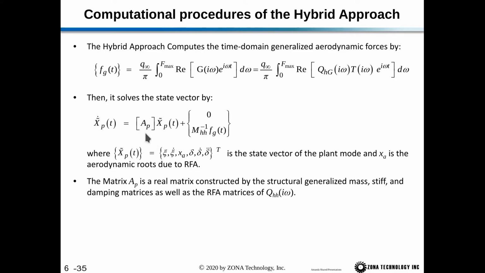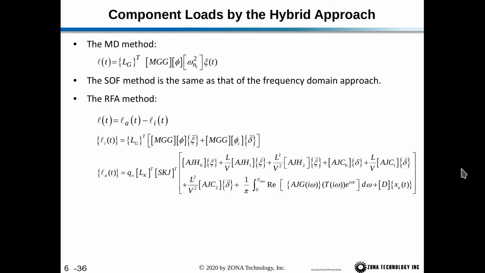And the matrix AP is a real matrix constructed by the structural generalized mass, stiffness, and damping matrices, as well as the RFA matrices of QHH of i omega. Now the component loads will be computed in this way with the hybrid approach. The mode displacement method is just LG transpose times MGG times phi times omega squared. And remember, this MGG times phi times omega squared can be replaced by KGH. So this is just LG transpose times KGH times c of t. The SOF method is the same as that of the frequency domain approach, which we saw a few slides back.